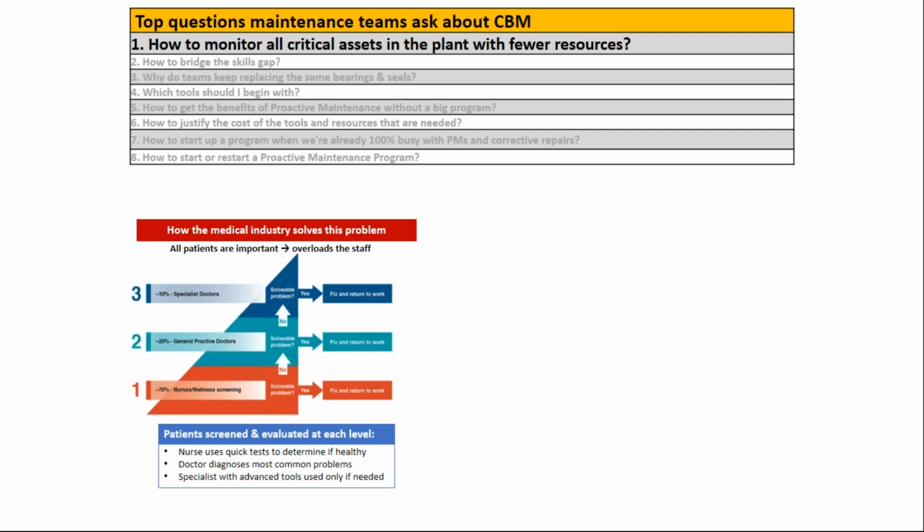What they do is a tiered approach where they use nurses that take a quick test. A nurse will check your blood pressure, pulse, and temperature and find out with some quick tests whether you need to see the doctor or not. When you see the doctor, they are able to quickly look for the most common problems. They're not going to spend a lot of time looking for the really obscure things. They're going to look for the colds and the flus and the broken bones and the viruses and the things that happen every day, because the odds are that's probably what the problem is. And if we can take care of those common problems first, then we don't have to send you out to see a specialist.